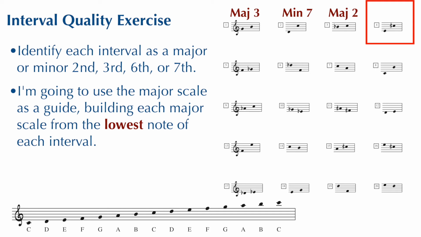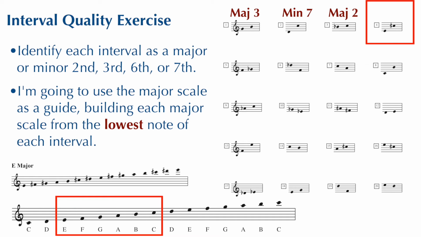Number 4, we have E going to C sharp. Count the notes. E, F, G, A, B, C sharp. That's 6 notes. Then we construct a major scale starting on E. F sharp, G, A, B, C sharp is in the E major scale. So E to C sharp is a major sixth.